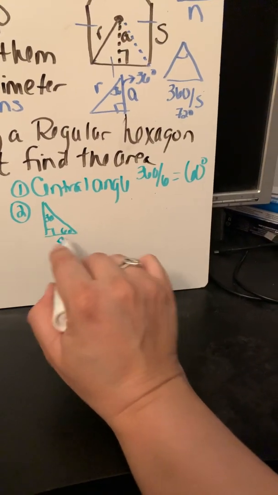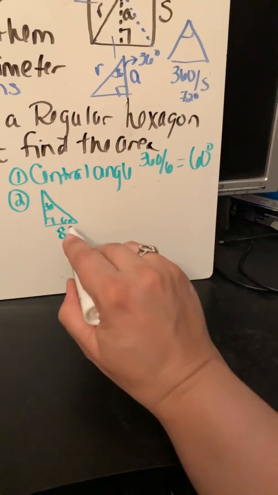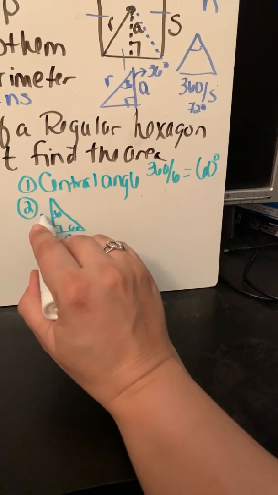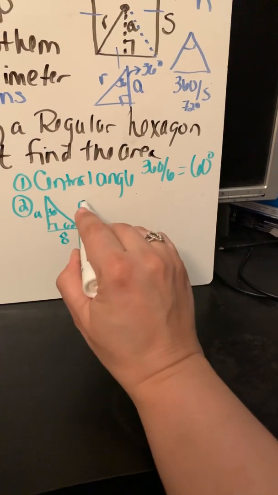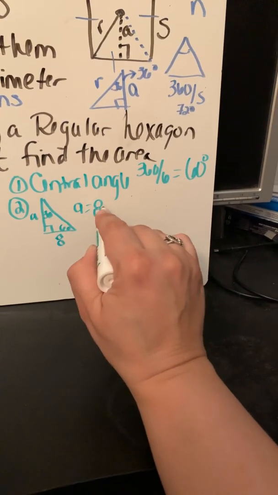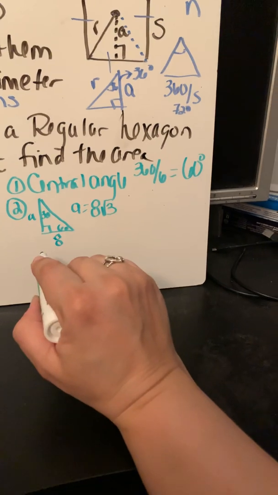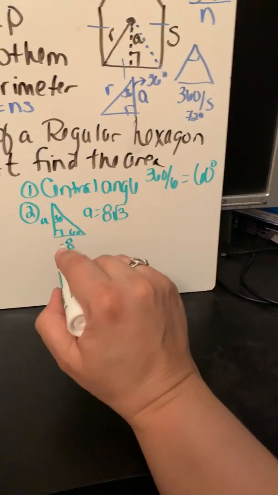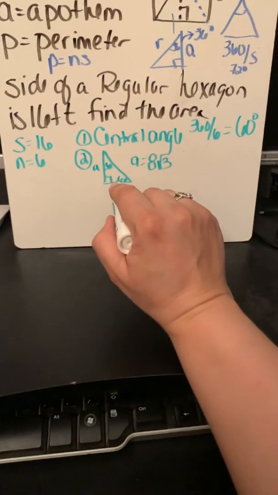So my 30, 60, 90 triangle ratio, this is S. Well, this is S root 3. So what would my apothem be? My apothem would be 8 root 3. Now I have everything that I need to know to find the area of this regular hexagon.